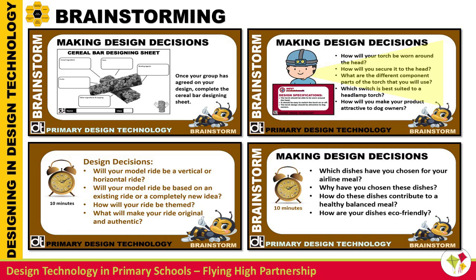Using the design specifications and a set of questions to guide them, children brainstorm their ideas for a hands-free torch for a dog walker to use late at night. Children brainstorm their ideas for a fairground ride model, and children share and develop ideas for an airline meal for an eco-friendly airline before writing the menu and the recipes for making the meal.